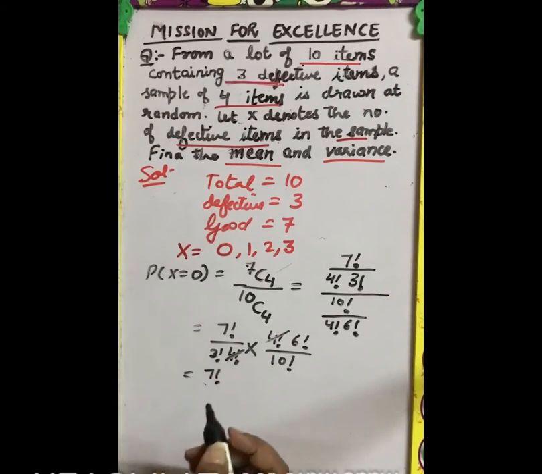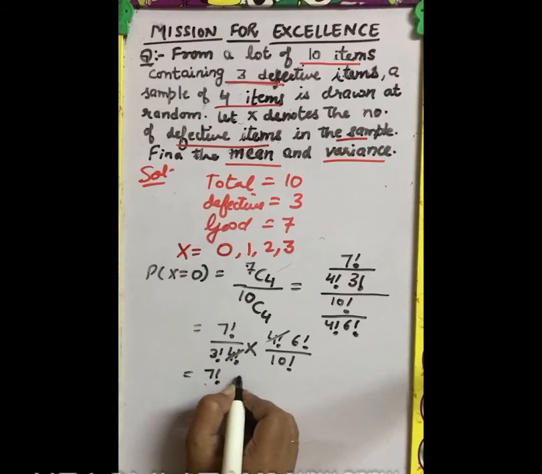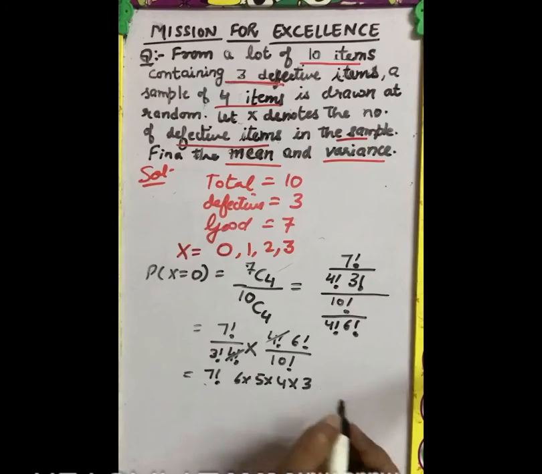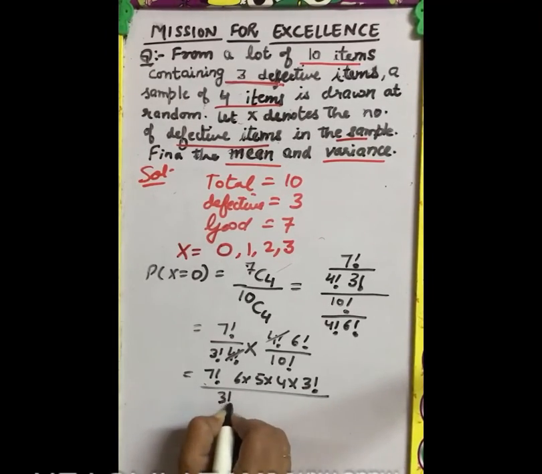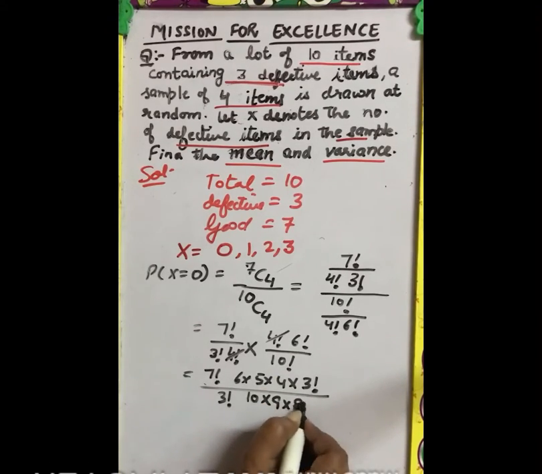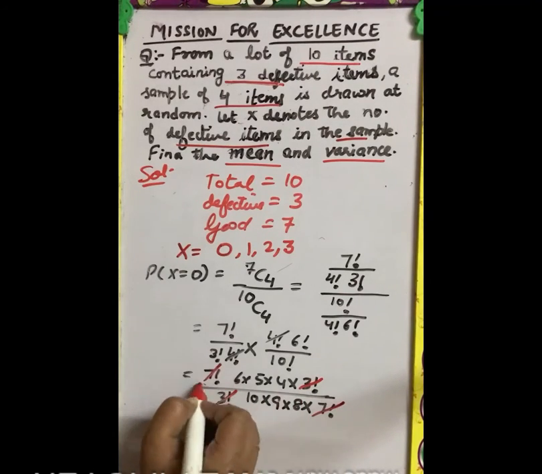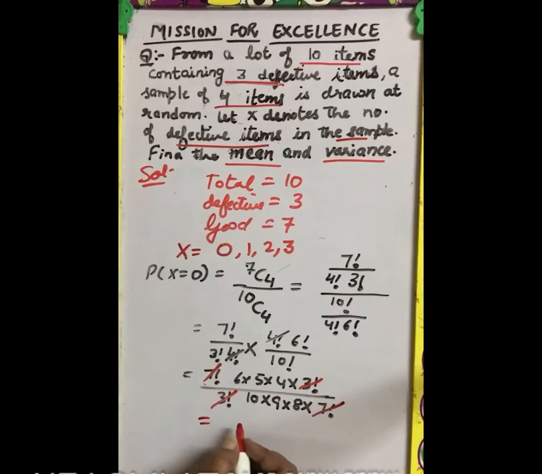This 4 factorial is cancelled. 6 factorial is taken as 6, 5, 4, 3, 2, 1, means 3 factorial, and 10 factorial we can open it also, 10 into 9 into 8, and up to this lower term we can open it. So this is 7 factorial. So now the terms 3 factorial and 7 factorial are cancelled, and when you calculate, it comes out to be 1 by 6. So the probability for x equal to 0 is 1 by 6.